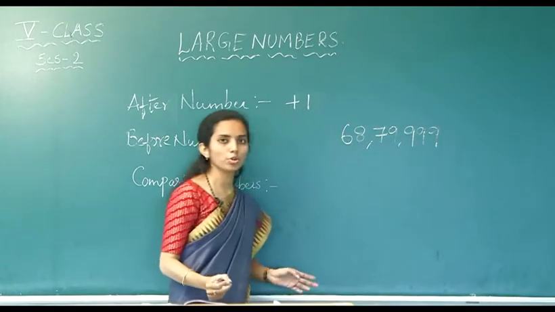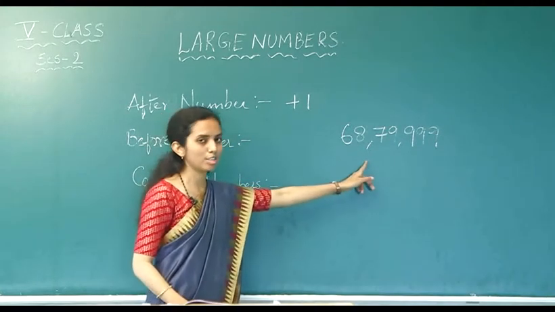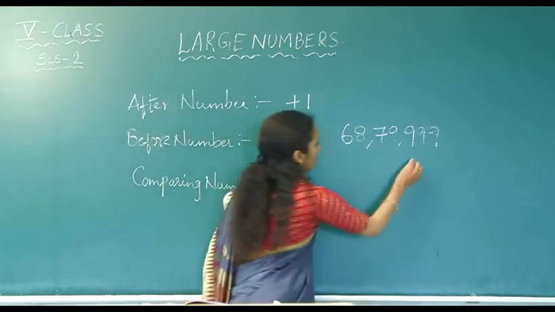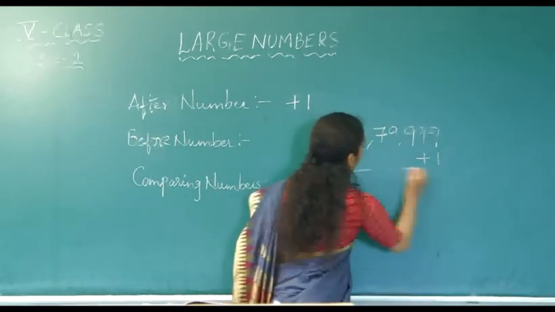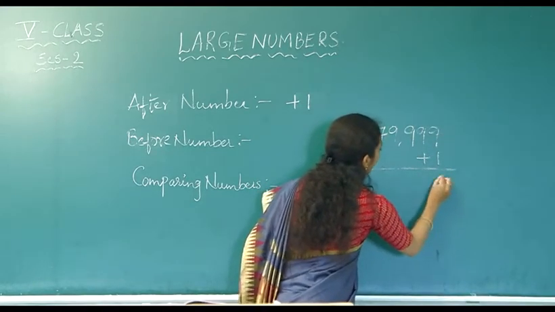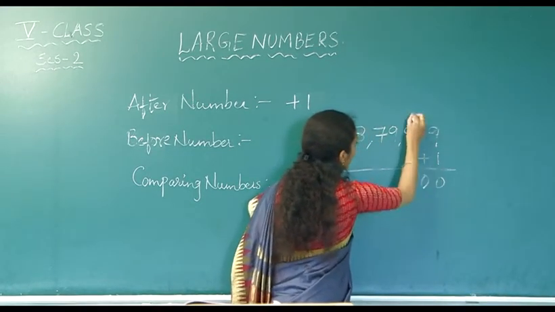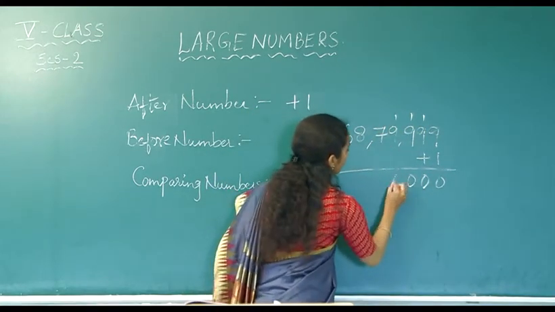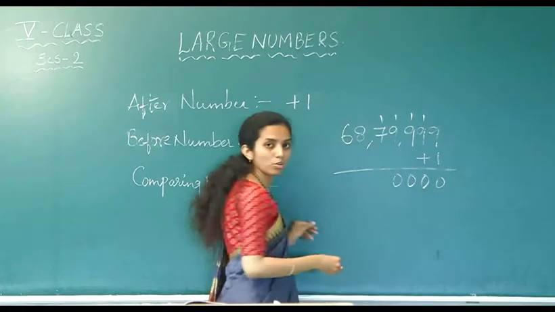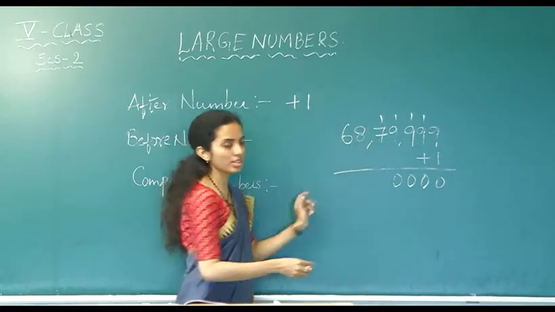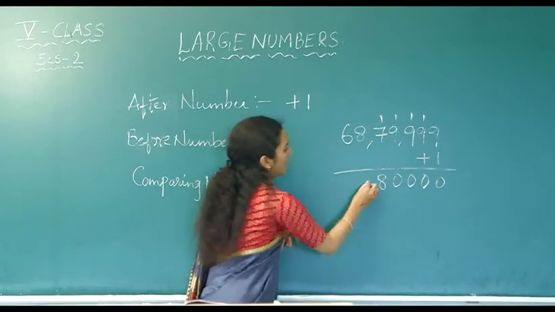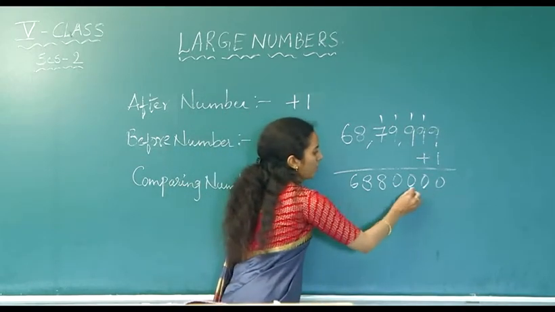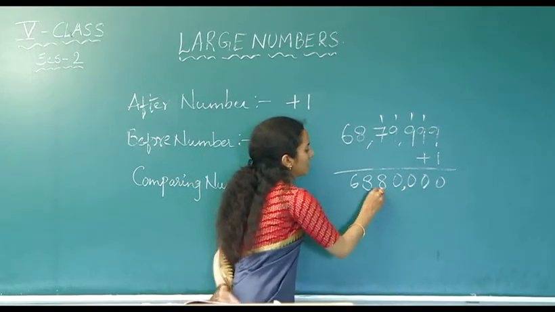68,79,999. We want to know what number comes after this number. So, what do we have to do? Simply add 1 to this number. You always know we add numbers from the ones place. 9 plus 1 is 10, we carry 1 here, again 9 plus 1 is 10, we carry 1 here, 9 plus 1 is 10, we carry 1 here, again 9 plus 1 is 10. So, we carry 1 to the 7 and 7 plus 1 is 8, and 8 as it is and 6 as it is. Put the commas first to make it more clear, after hundreds, after thousands.